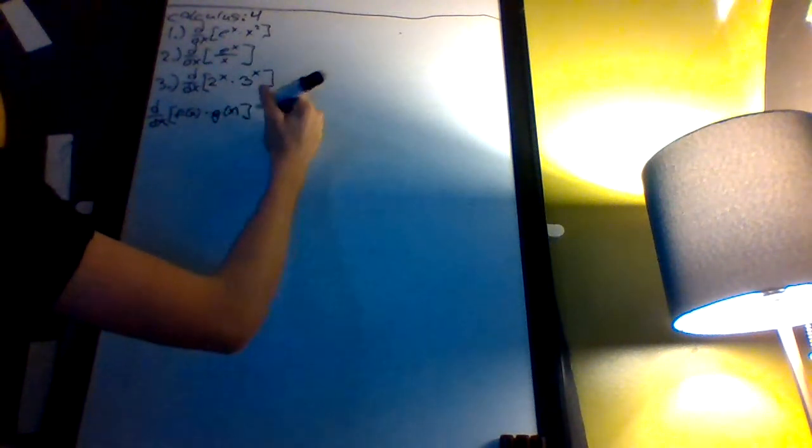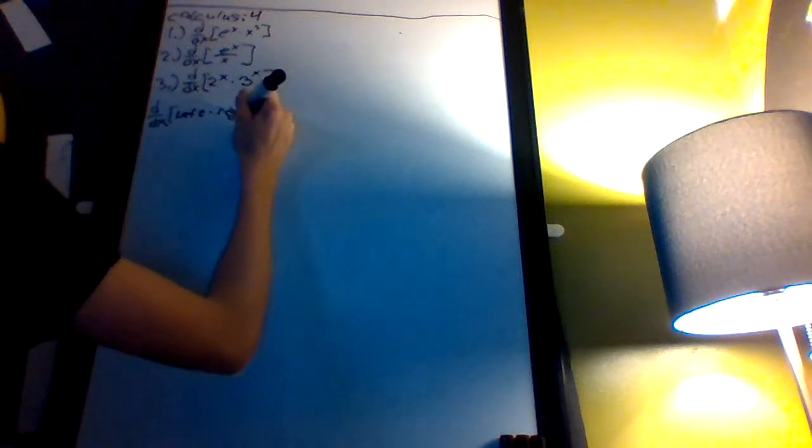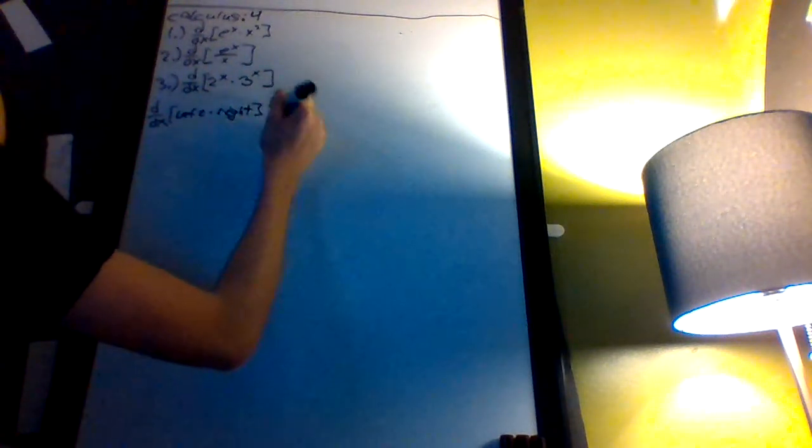Now, remember, the hint is the product rule. The derivative of f of x times g of x, or rather, derivative of left times right is left d right, plus right d left. Okay? That's enough for today.